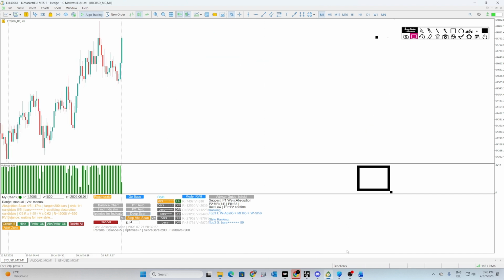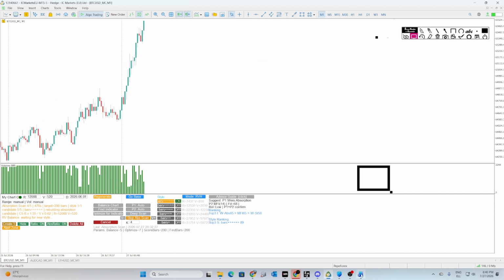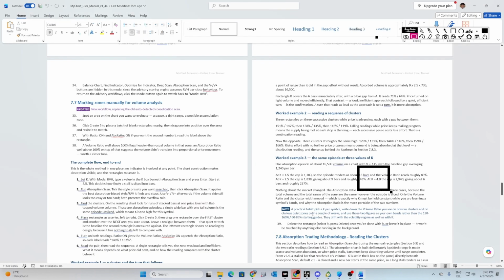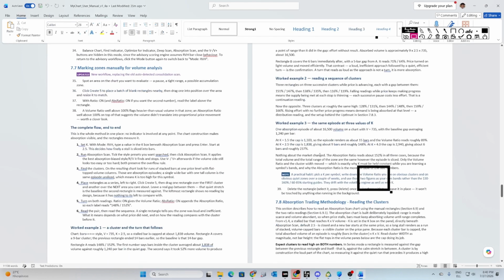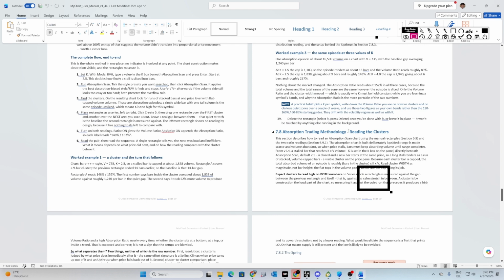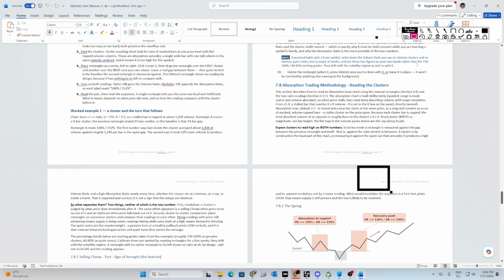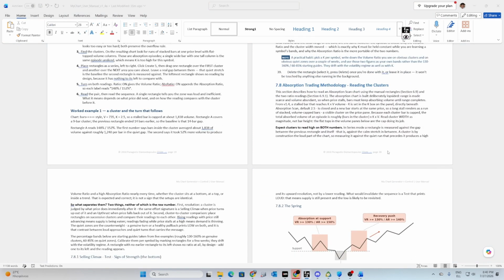So let me show you the manual, how you can really understand the absorption scan and the rectangles. So that's the manual. There's an absorption trading methodology. So reading the clusters. Let me take this off. Let me show you a few classic Wyckoff examples, how you're going to see them on a cluster and the rectangles.